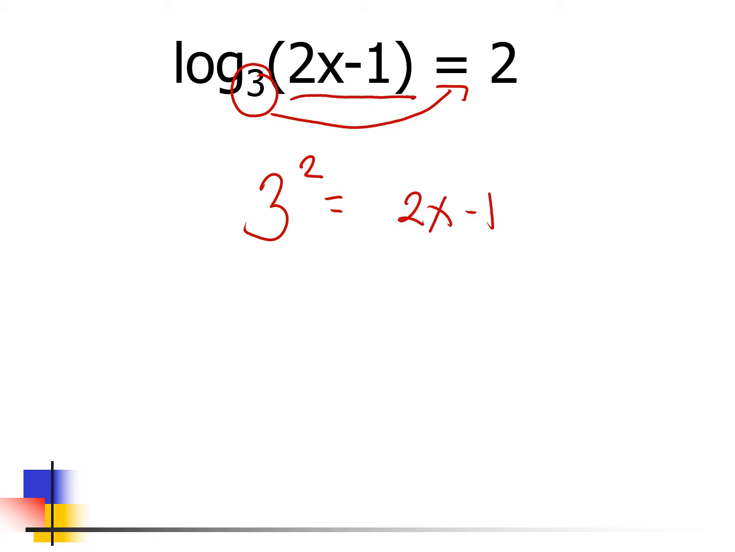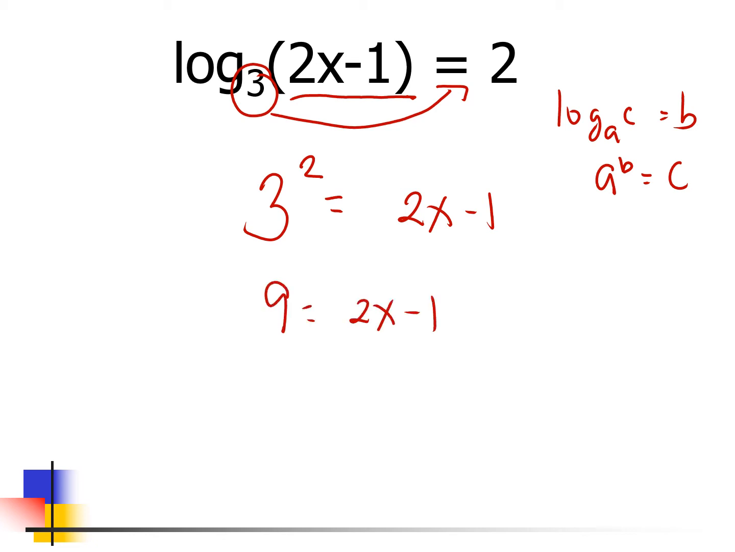So, kung meron akong logarithm of c to the base a equals b, i-rewrite ko siya as a raised to b equals c. So, now, dahil na transform na natin to into exponential, pwede na natin i-simplify ang 3 squared and that's 9.